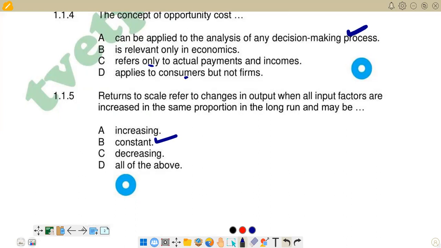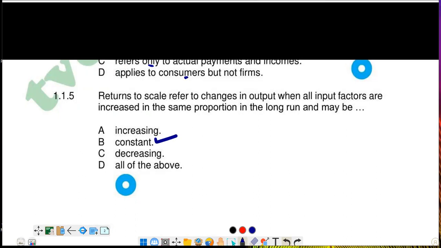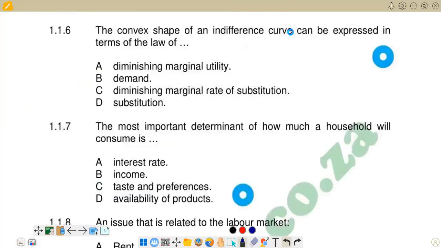We are now on 1.1.6. So if we move on to 1.1.6, we want to see what response we have there. When we come to 1.1.6, it reads, the convex shape of an indifference curve can be expressed in terms of the law of, and then we have A up to D according to the responses that we have. A is diminishing marginal utility, B is demand, C is diminishing marginal rate of substitution, D is substitution.